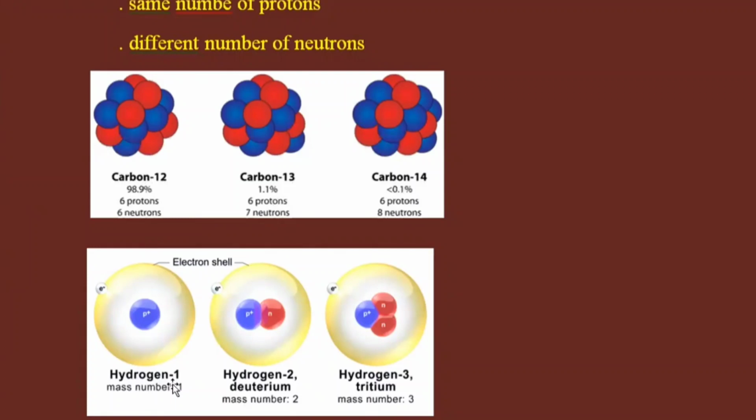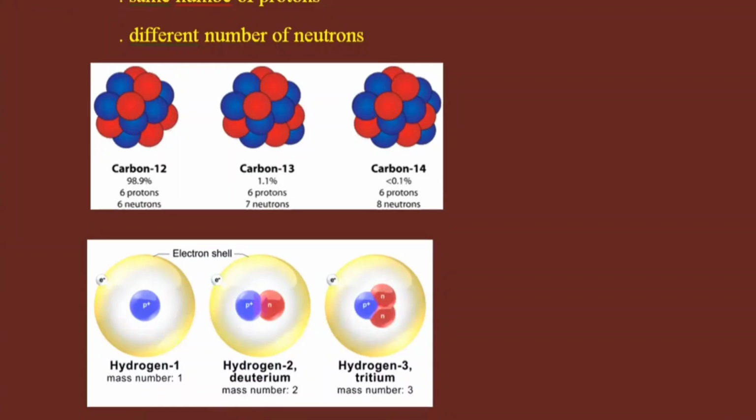Now take another example of hydrogen. You know hydrogen also has 3 isotopes: simple hydrogen, deuterium, tritium. All of them have the same number of protons as they are isotopes, that is 1 proton in all the isotopes of hydrogen. But the number of neutrons is different. In hydrogen 1, there is no neutron. In hydrogen 2, there is 1 neutron. And hydrogen 3 has 2 neutrons.